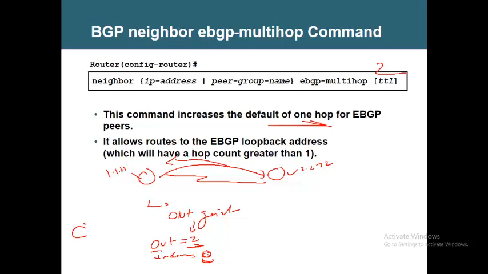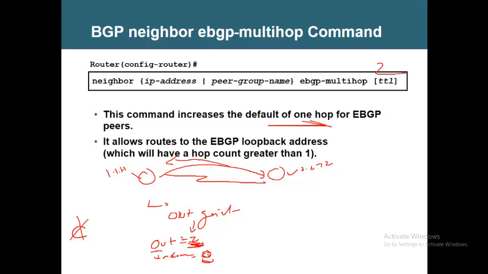But when we say EBGP multi-hop 2, we break the rule. We say it need not be seen as connected. It can be anything else, like OSPF, SR, static, anything like that. And outgoing TTL is 2. That is also very important. You are saying that my neighbor cannot be more than 2 hops away. If my neighbor is seen at less than or equal to 2 hops away, you can form neighbor. We are granting permission. That is going to limit the number of hops.